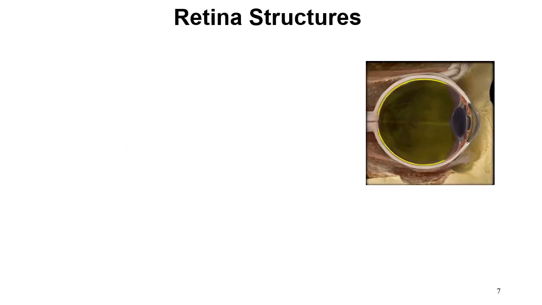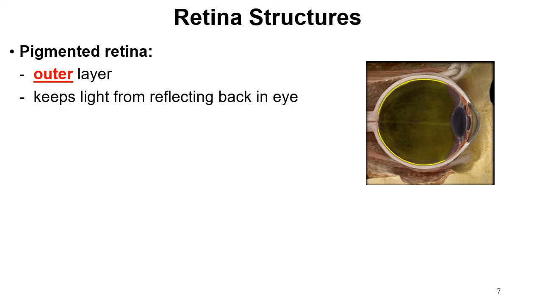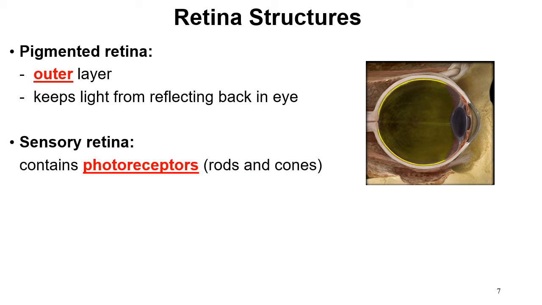Retina structures. So in the picture, you're going to see a highlighted orange-green color that is showing the retina. Again, the retina actually looks like a thin membrane on the inner surface of the eye, but this is where we're actually going to create action potentials and see. The pigmented retina is the outer layer. It keeps light from reflecting back in the eye. The sensory retina contains photoreceptors, rods, and cones. And its job is to detect senses, in this case, light.